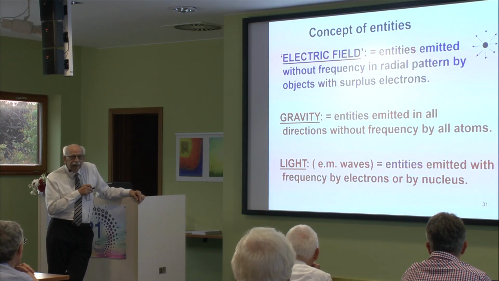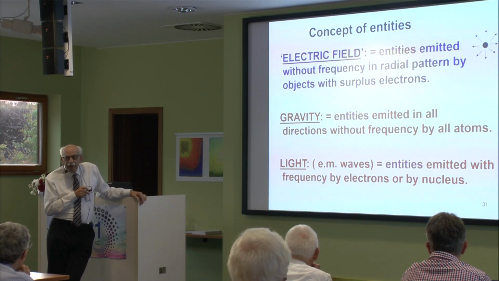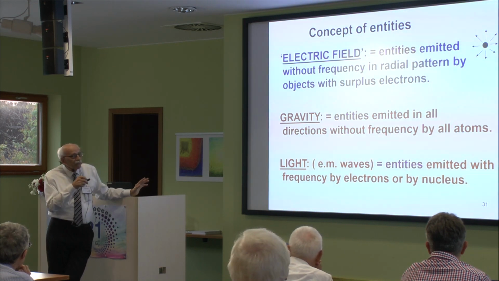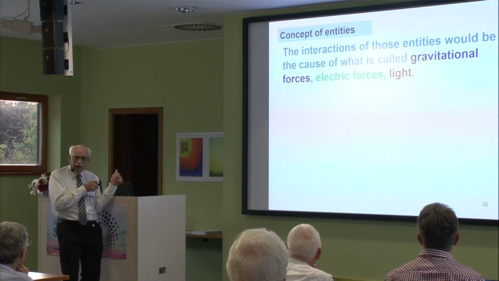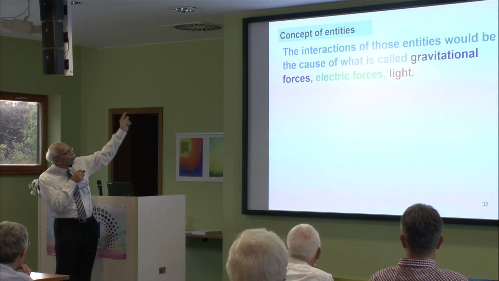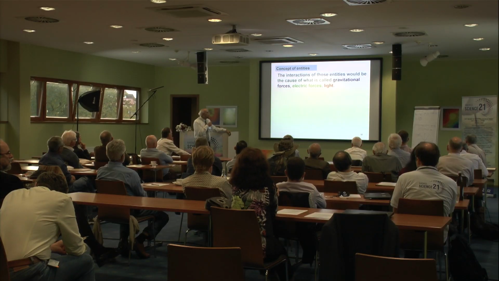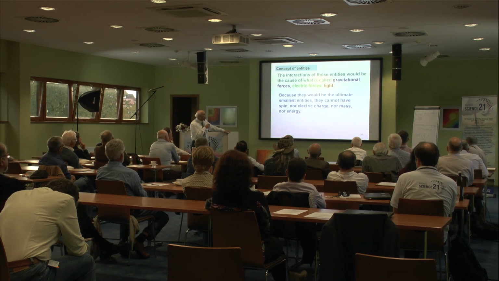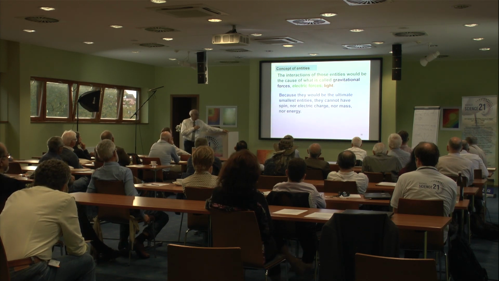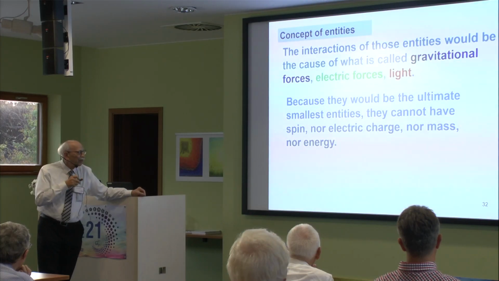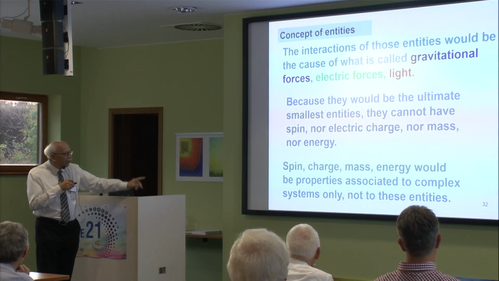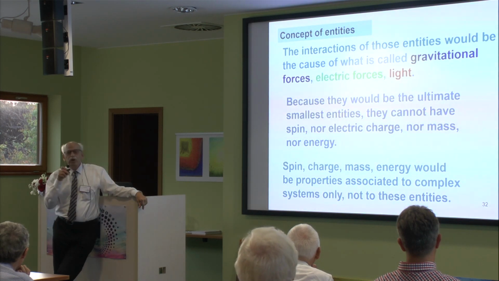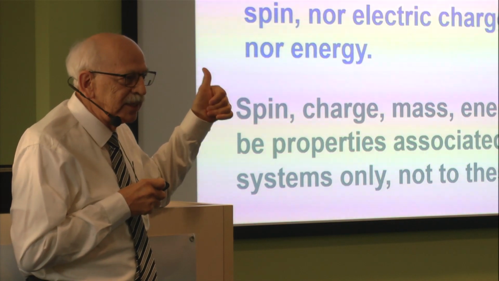Okay, and light emitted also in our direction, but with frequency. Maybe that's true. But I can explain all the facts that I've seen using that. Those interactions could cause gravitational force, electric force, light, and they will be the ultimate smallest entities. They cannot have spin, electric charge, or mass or energy, because spin, charge, mass, energy would be the properties associated to systems, not to the entity itself.